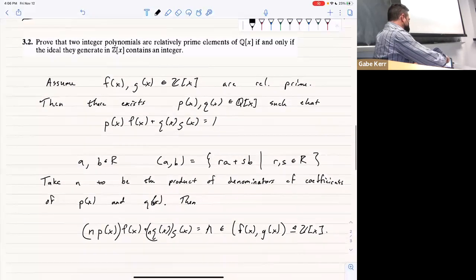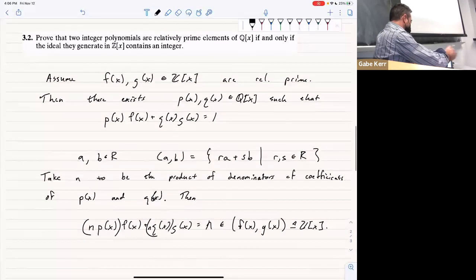What about the converse? This was an if and only if statement. So here we assume they're relatively prime, and we obtain an integer in the ideal they generate. What if there's an integer in the ideal they generate? How do we show they're relatively prime?